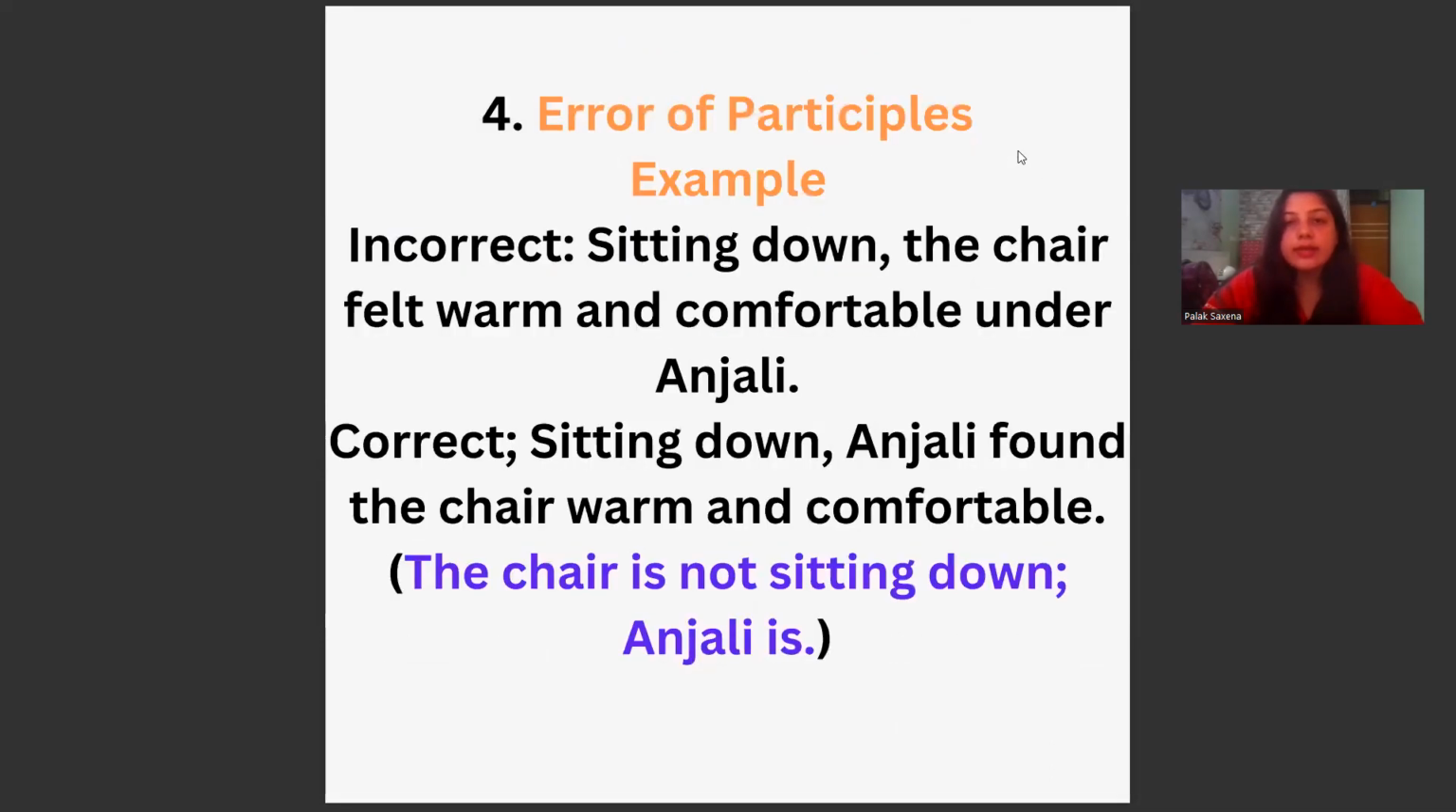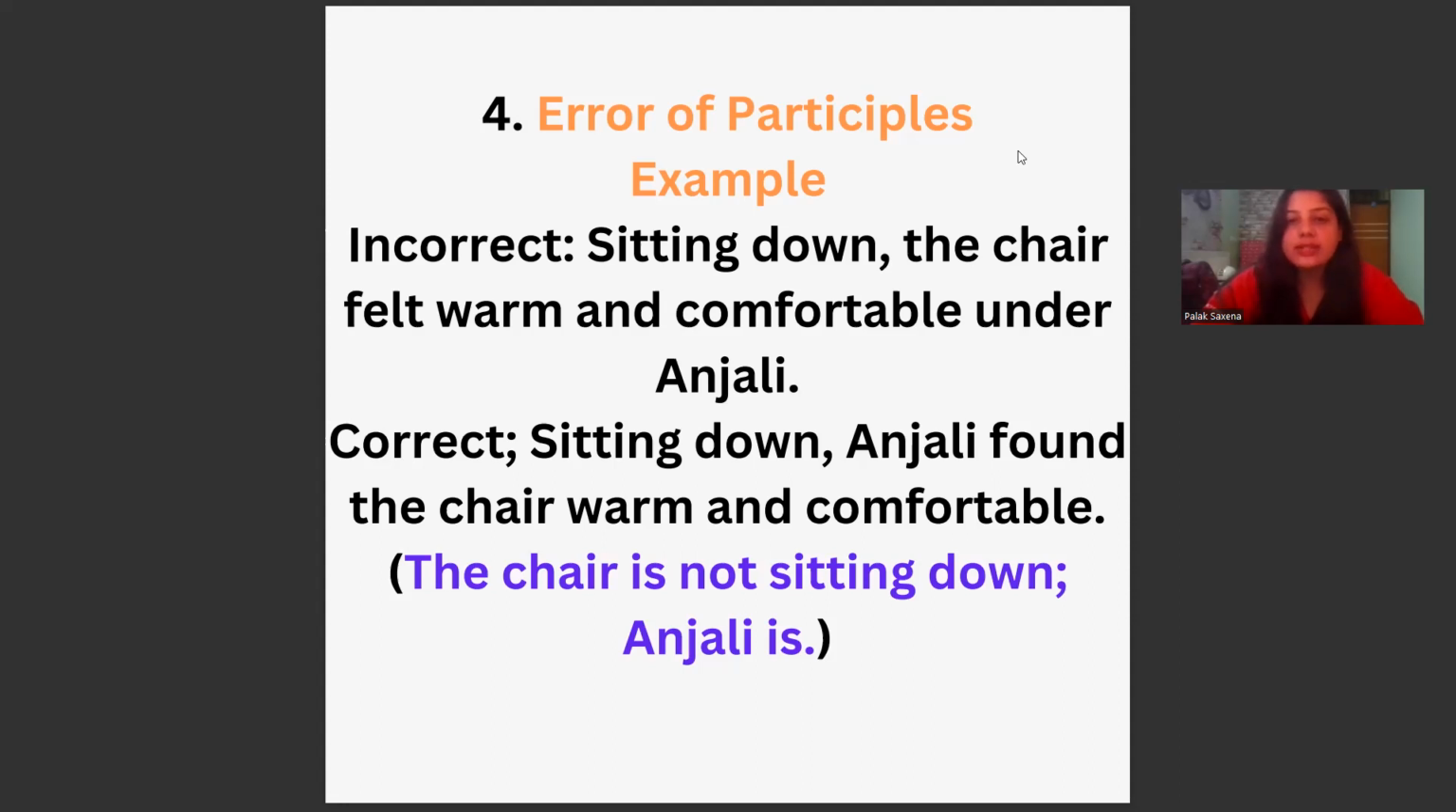Next is error of participle. Now, what participle mistakes can you make? Just try to read out the sentence. "Sitting down, the chair felt warm and comfortable under Anjali." Now, what this sentence means to say is that sitting down, the chair. Immediately, you've used the chair after sitting down.